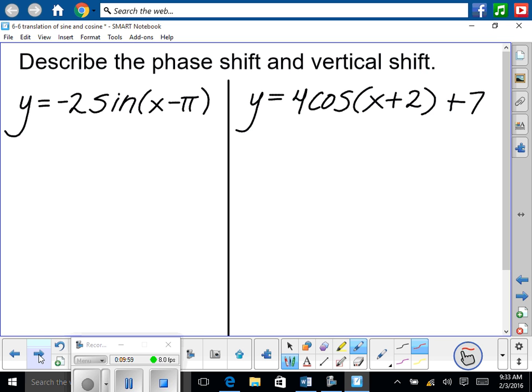And where's my shift left and right? No, wait. Left and right is right pi. We're going right pi. Oh, wait, no. And then are we shifting up and down at all? Nope. So our phase shift is right pi, right? No shift up and down. What about this one? Our phase shift is left 2, and then we're shifting up 7.